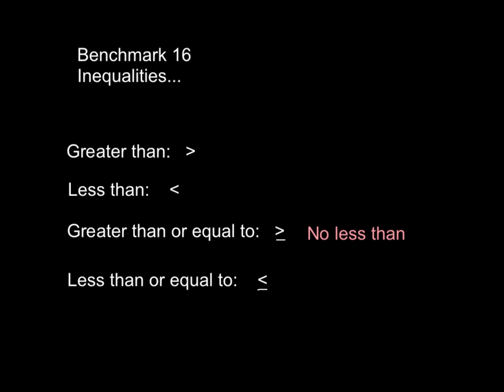In the same way, less than or equal to means the same thing as no more than. If I say that x is less than or equal to 4, that also means that x can be no more than 4. It can be 4 or 3 or 2 or 1, but it cannot be any more than 4.